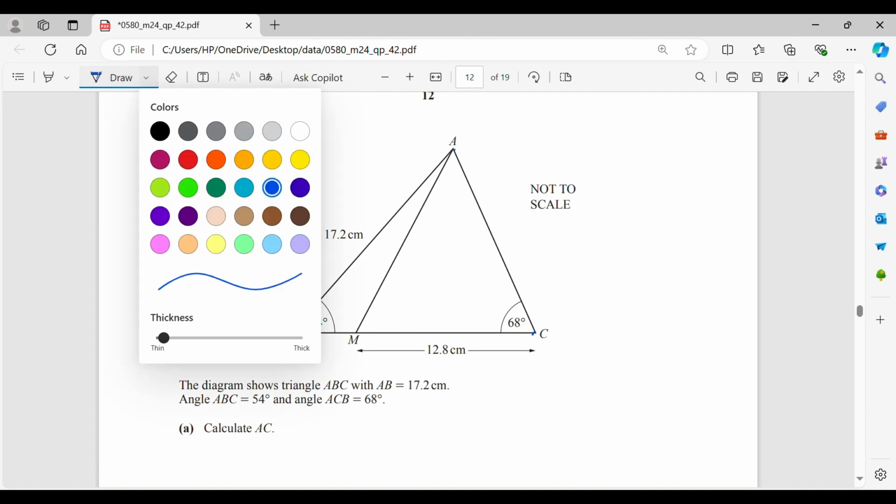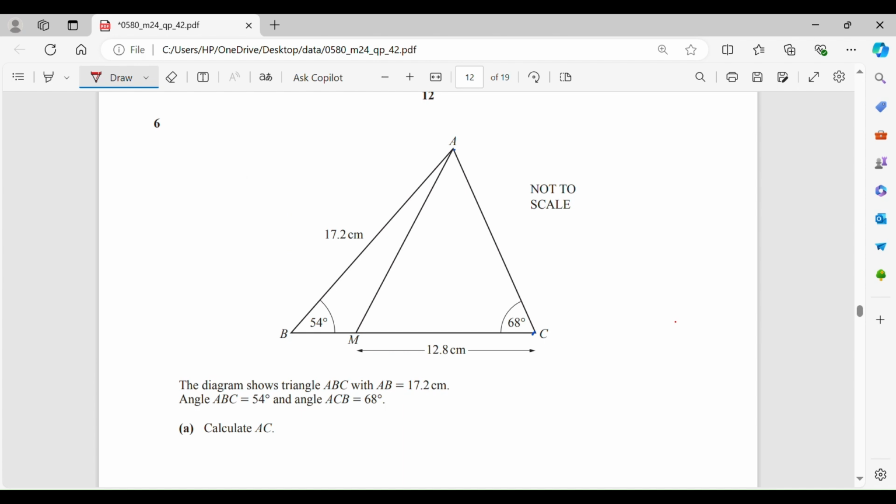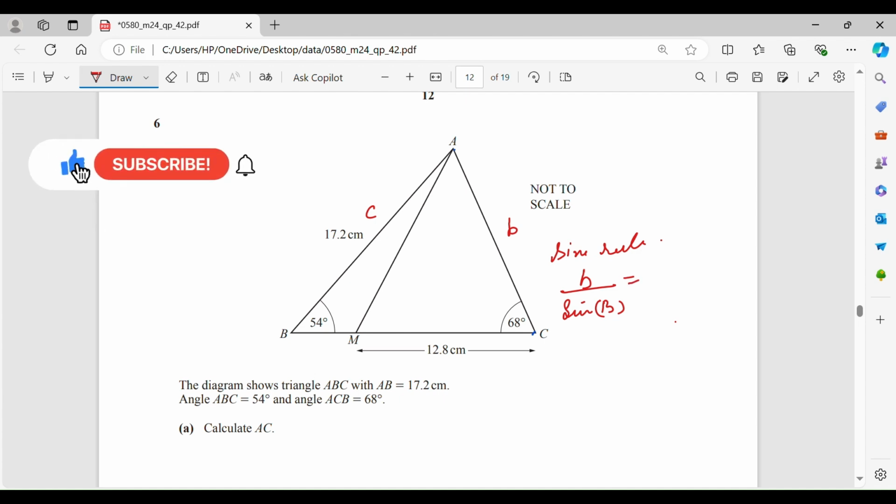Let me change the color of the pen. Opposite to angle B, we will take the length as b, and opposite to C, this will be c, right? So here we will use the sine rule. From the sine rule, b by sine B equals c by sine C, right? We will use this formula here.